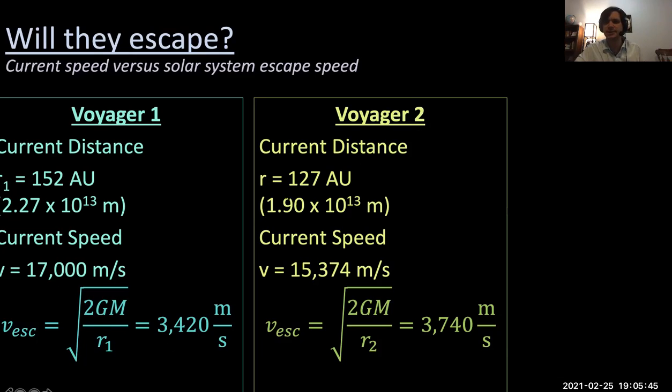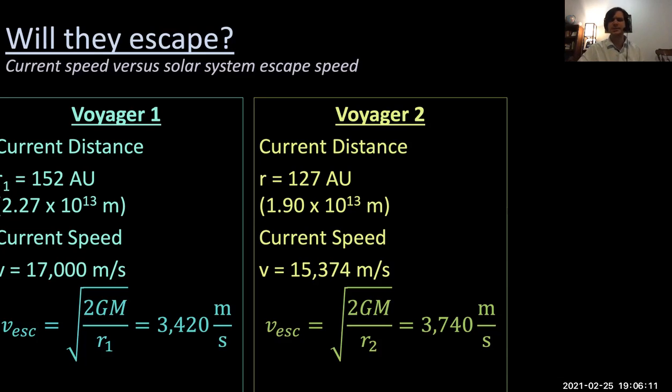Here's its current distance, convert that to meters. Here's its current speed, plug all the numbers into the escape velocity. So what is the escape speed for the distance of 127 AU? 3,740 meters per second. It's traveling a lot faster than that, about 4 times faster. So yes, these are leaving the solar system and they're never coming back. They will escape the gravitational pull of the sun.